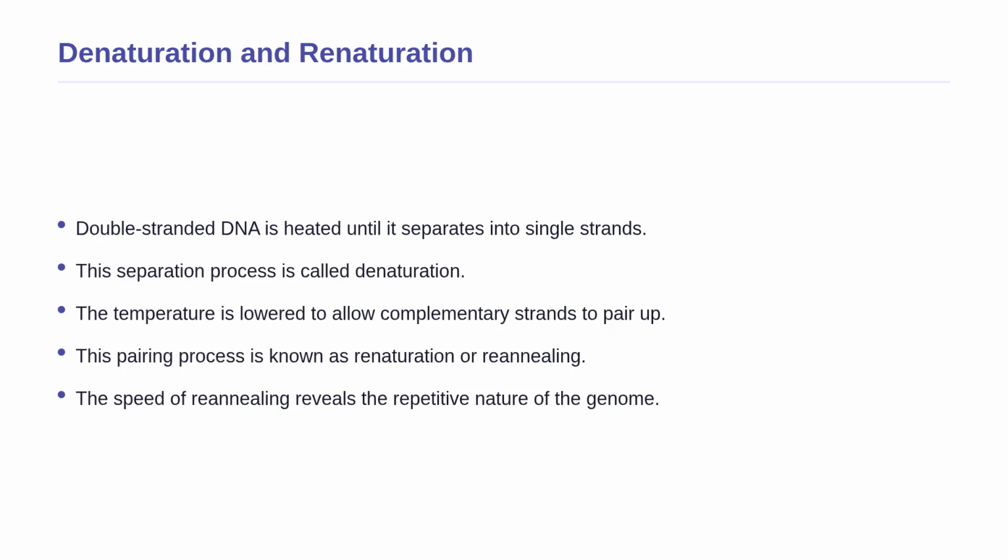Just like the puzzle pieces, if the DNA has many repetitive sequences, the strands will find a match very quickly. If the DNA is highly unique, it takes much longer. The speed of this reannealing process is the key to unlocking the genome's complexity.